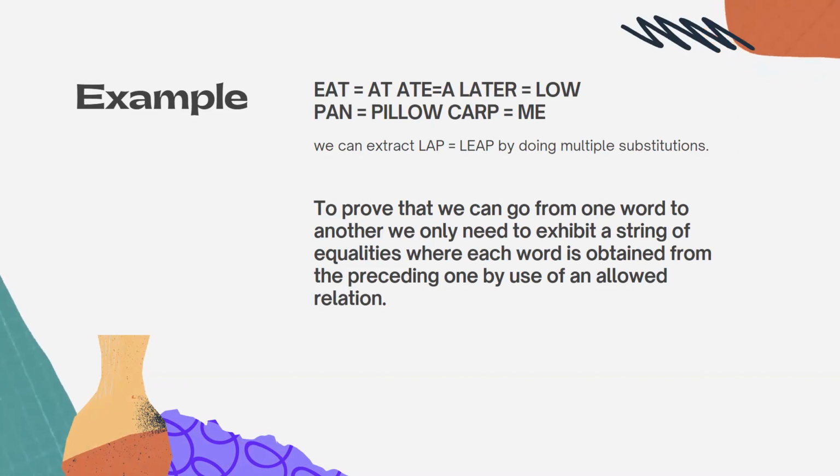But can you go from one word to another if we are given some words? So for example, can you go from carpet to meat? Or can you go from caterpillar to man? In the case of caterpillar to man, we can, but we cannot go from carpet to meat. To prove that we can go from one word to another, we only need to exhibit a string of equalities where each word is obtained from the preceding one by use of an allowed relation.